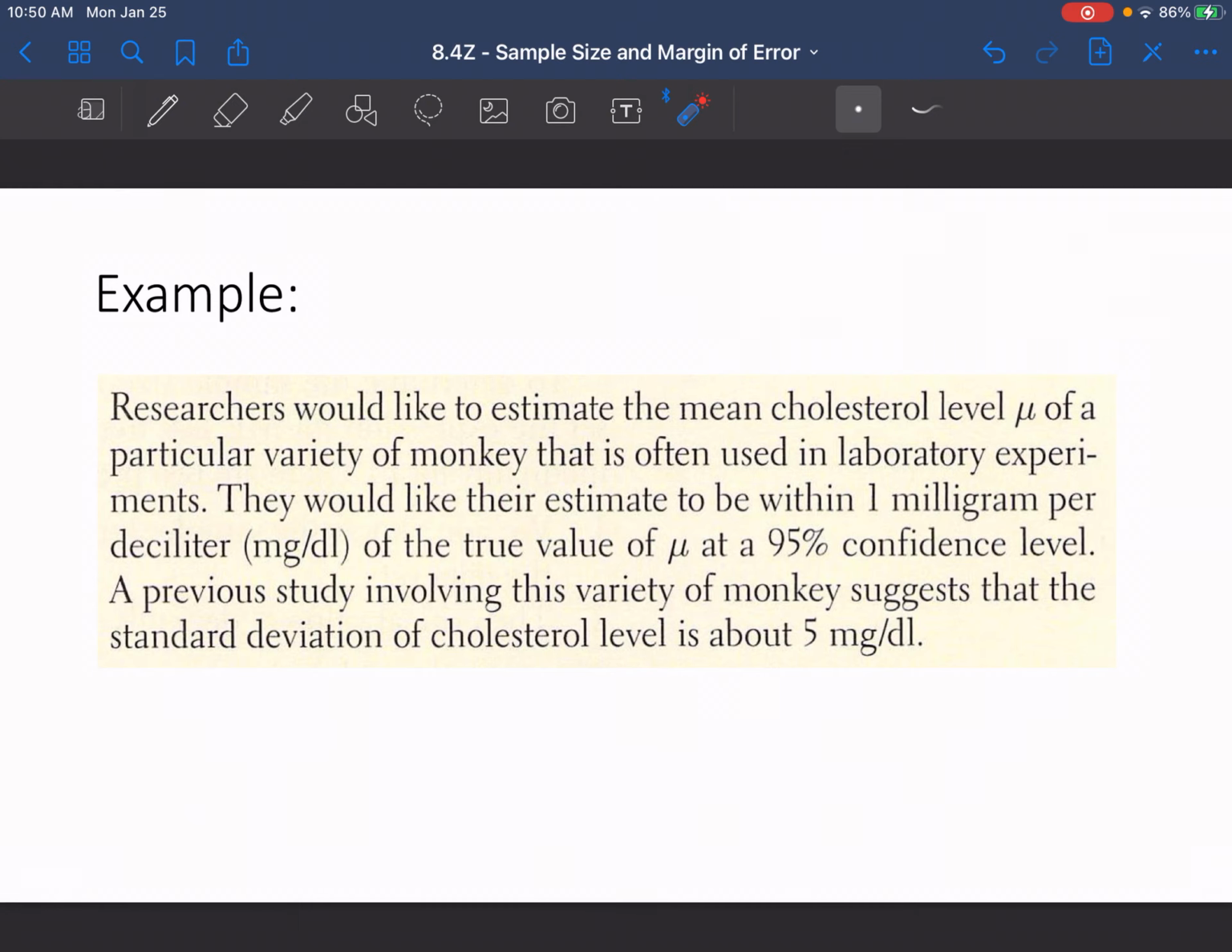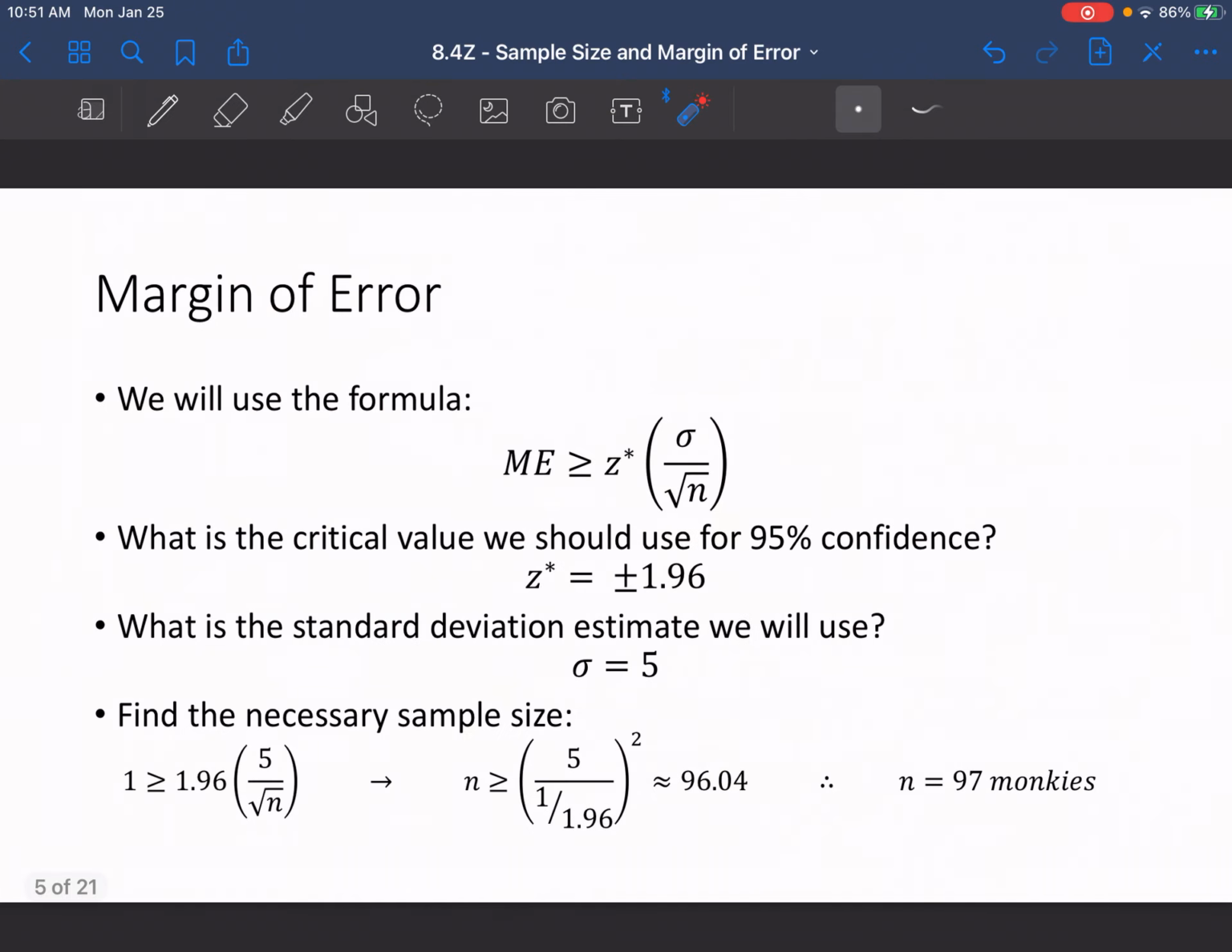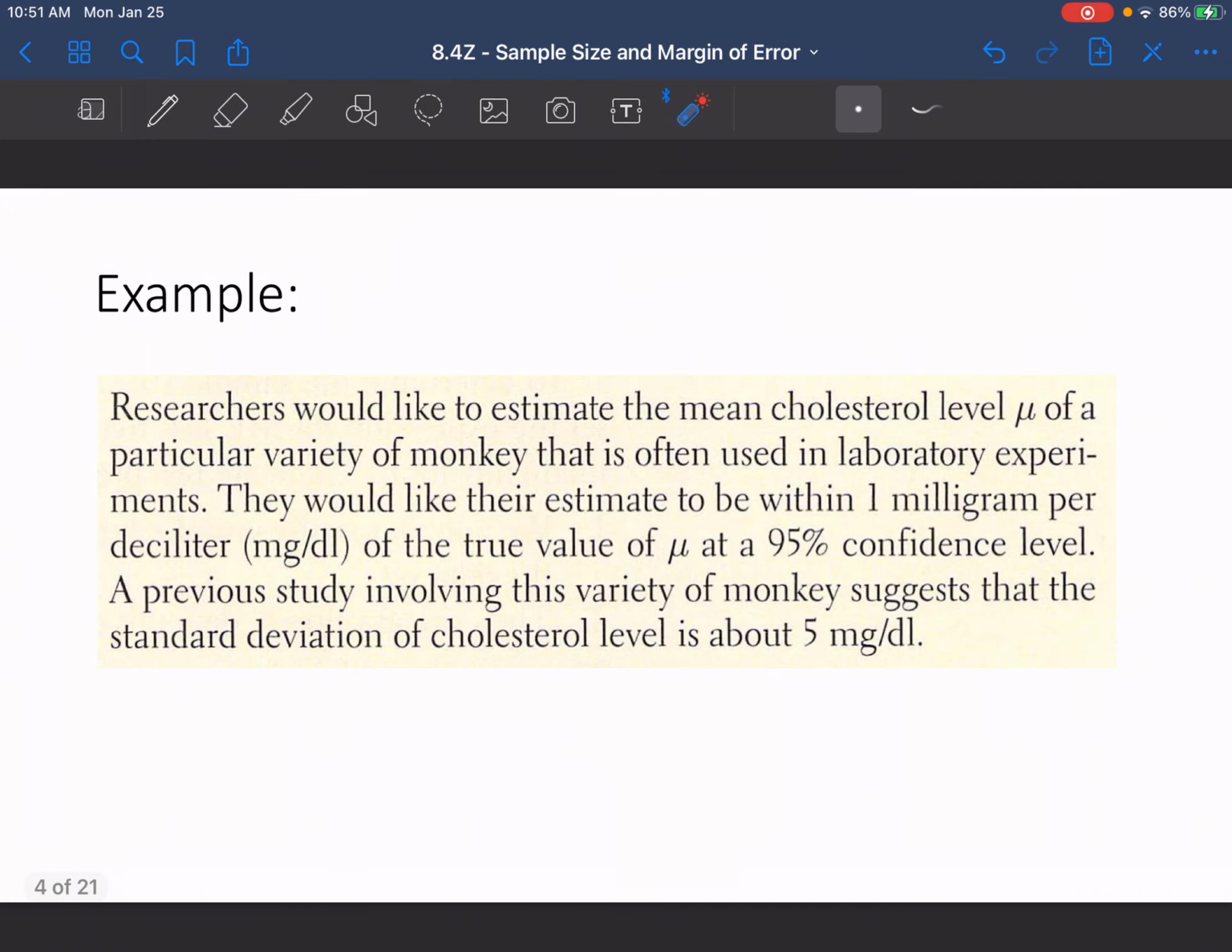So here's a couple of examples. The first one: researchers would like to estimate the mean cholesterol level mu of a particular variety of monkey that is often used in laboratory experiments. They would like their estimate to be within 1 milligram per deciliter of the true value of mu at a 95% confidence level. A previous study involving this variety of monkey suggests that the standard deviation of cholesterol level is about 5 milligrams per deciliter. Again, we're using this formula to solve. They give us a standard deviation of 5 right there in our problem.